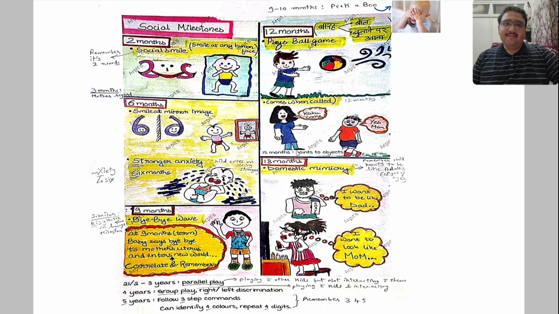Then at 15 months he can point to objects. Then at 18 months, remember at 18 months, domestic mimicry. Like the child mimics an adult. You can remember like he becomes an adult at 18 years of age, so somewhat like that. So at 18 months, domestic mimicry.